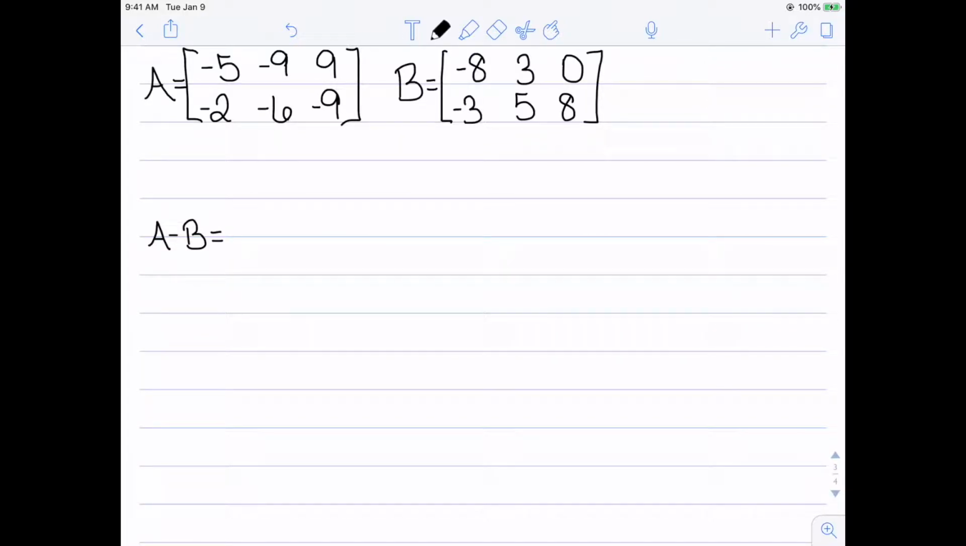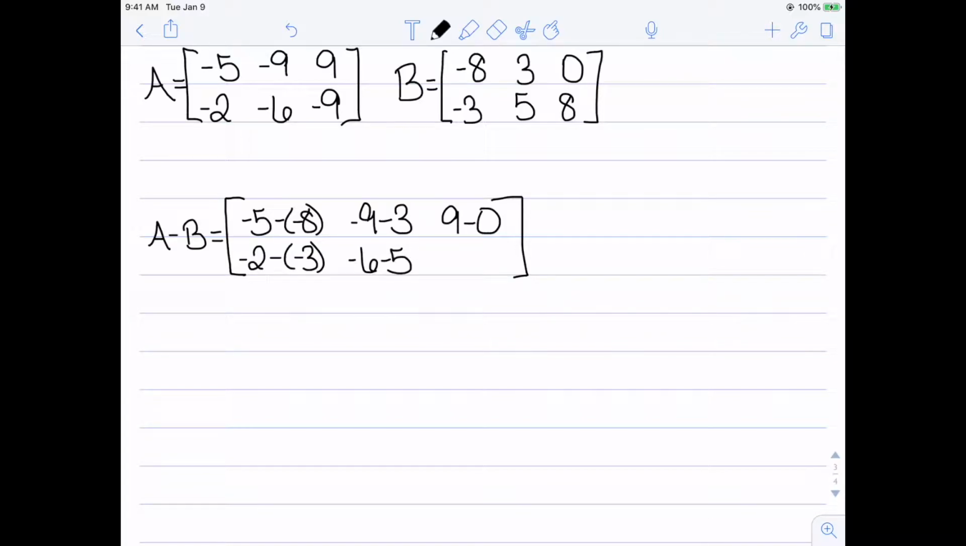This time I want to subtract A minus B. So in order to do that, once again, I subtract entries that are in corresponding positions. So let's start with the first row. The first row, first column would be -5 minus -8. Second column is then -9 minus 3. And the third column would be 9 minus 0. We can now move down to the second row. I would have -2 minus -3, -6 minus 5. And finally, -9 minus 8.